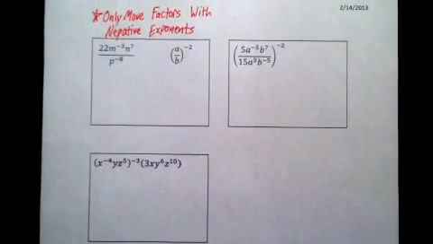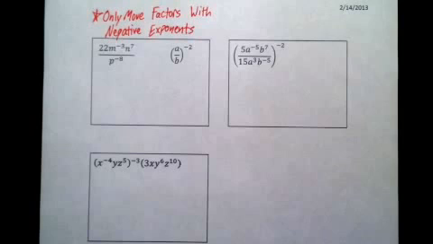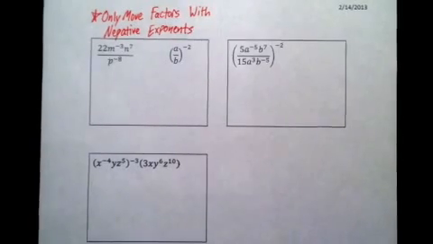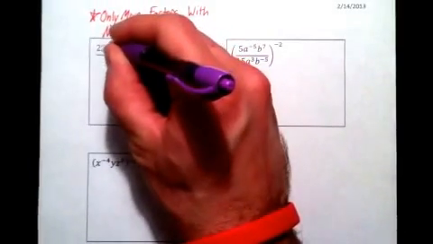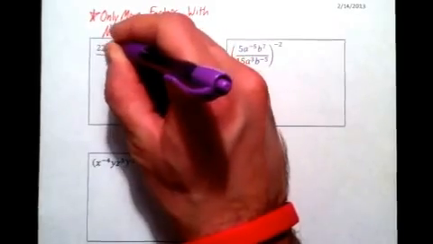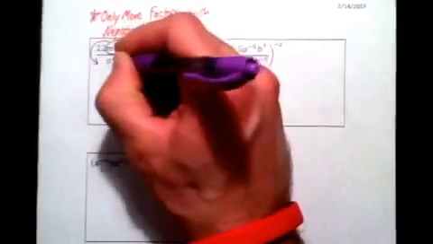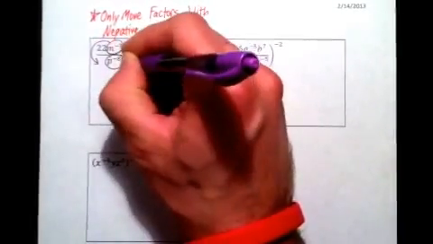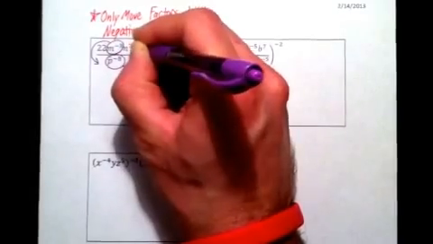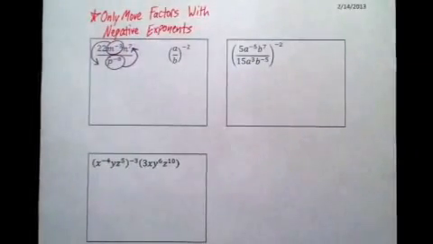So in that first example, 22m to the negative 3, n to the 7th over p to the negative 8, we only want to move the factors with the negative exponents. So that's going to be the m to the negative 3, that piece has to come down, and the p to the negative 8, that piece has to come up. And once we move those pieces, then we can write them as positive exponents.